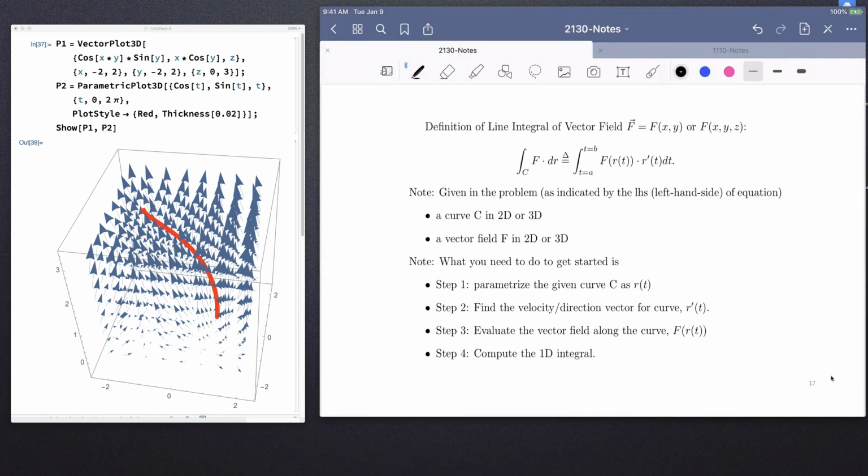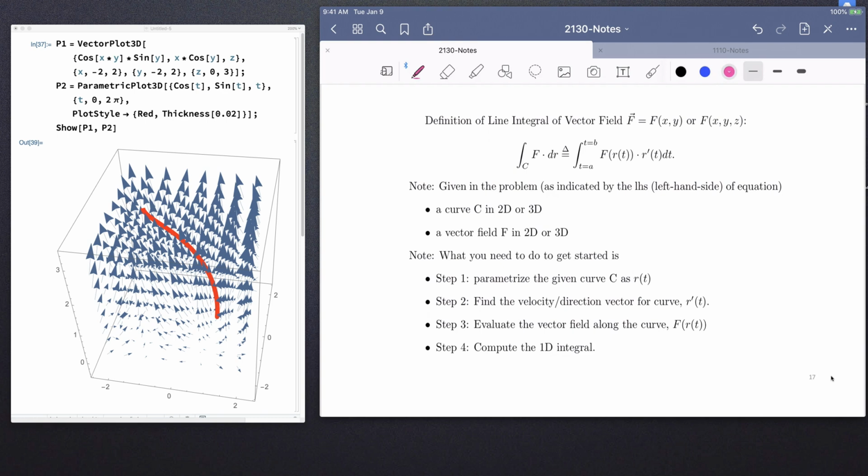Okay, so here are the steps when you have a line integral of a vector field. Here is the definition that we just went through, and here is the notation that indicates that line integral of a vector field. And so here are the steps that you need to go through. You need to parameterize the curve. You need to know what the curve is as a vector valued function in one variable. You need to parameterize it.